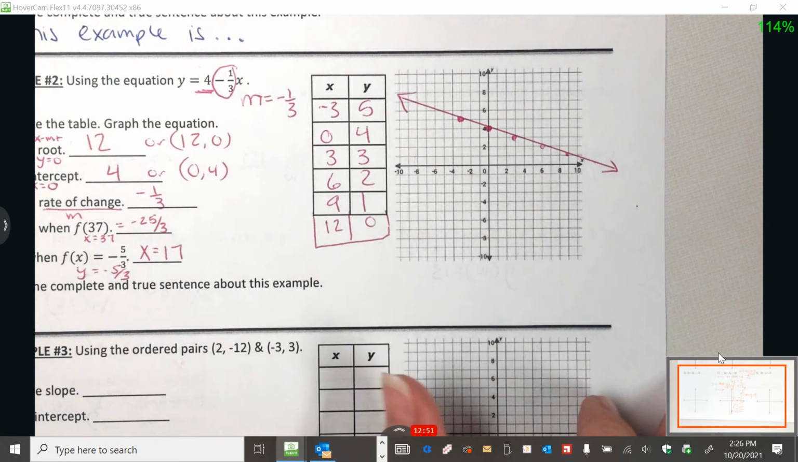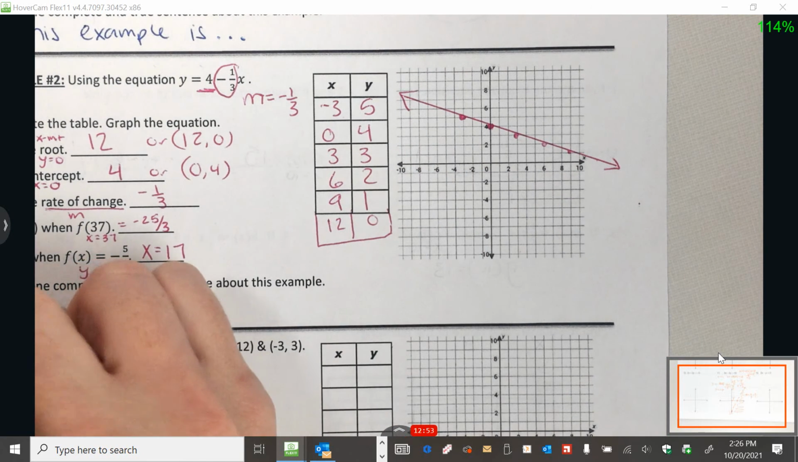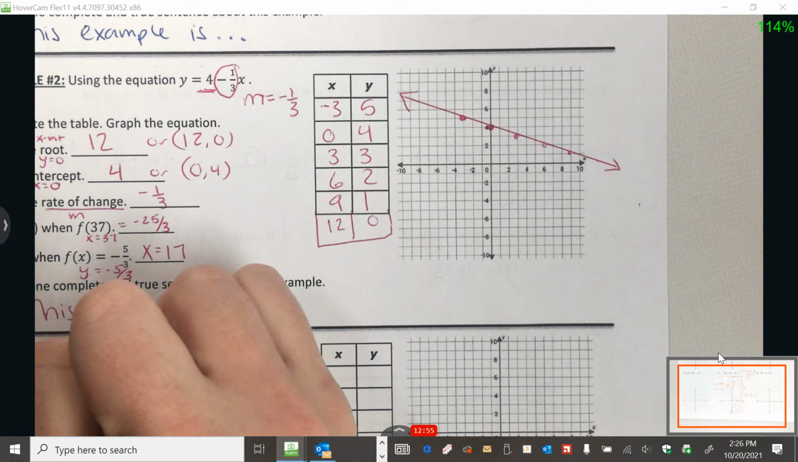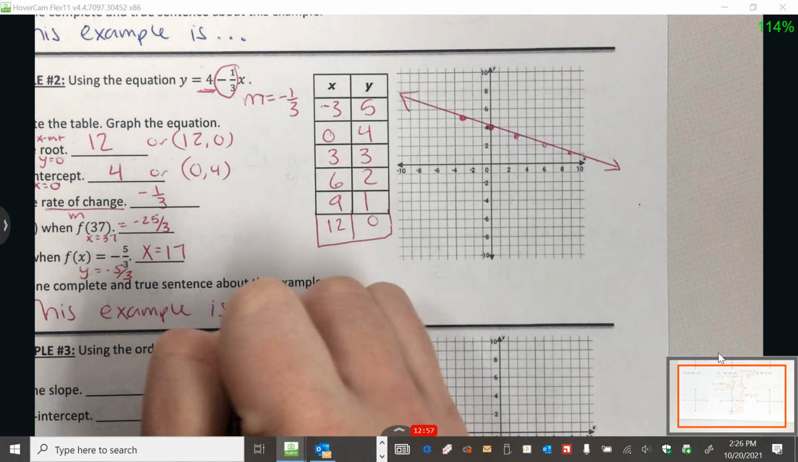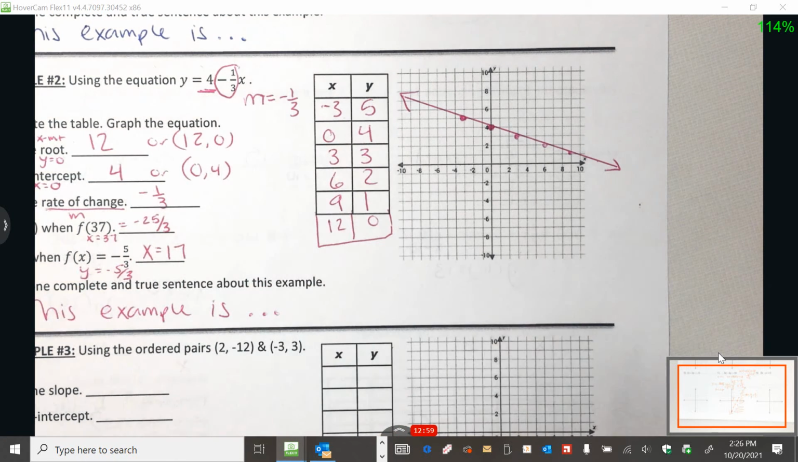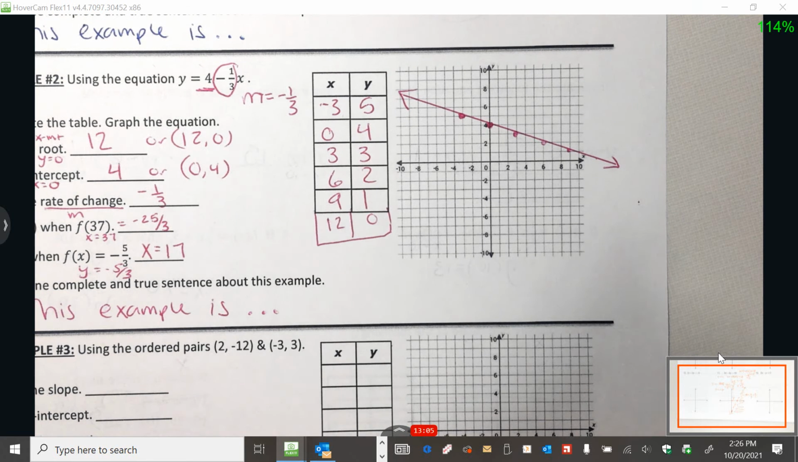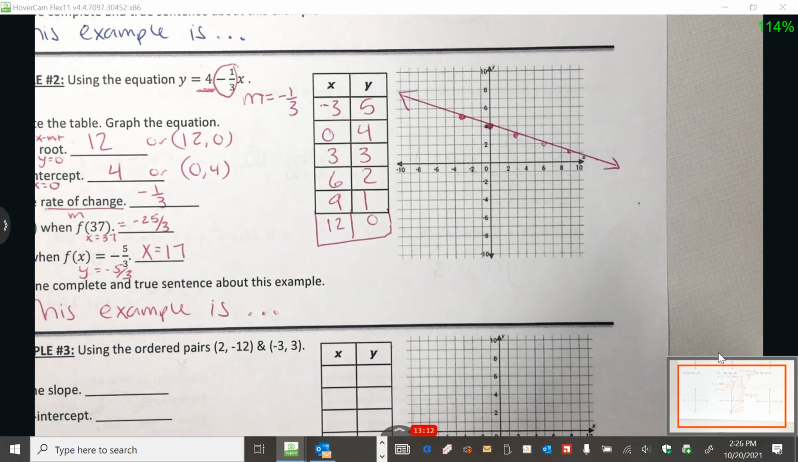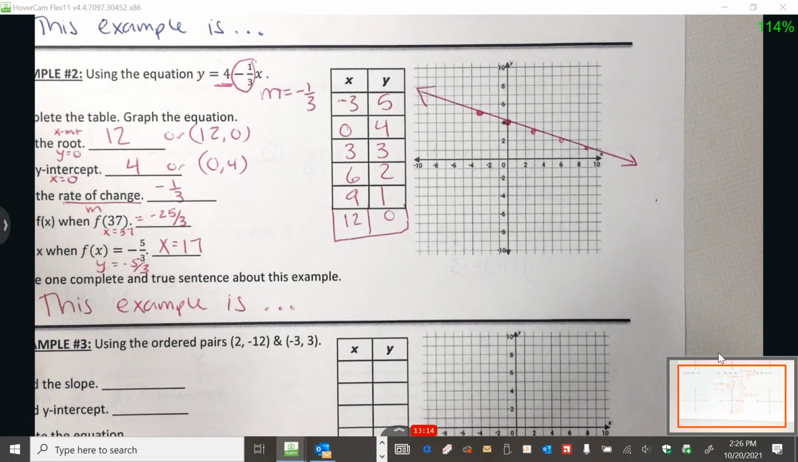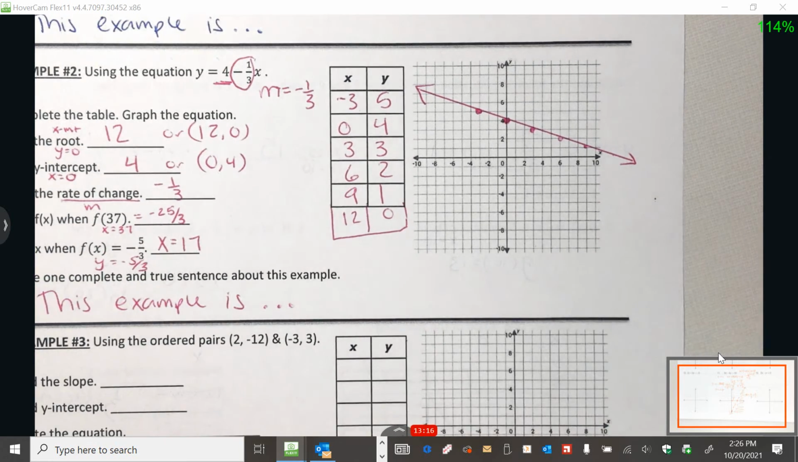Okay, now it says write something true. So again, this example is, whatever you want to say, not proportional. It's straight, but it doesn't go through the origin. This example is linear. This example is also decreasing. This example has a slope of negative 1/3. This example has a y-intercept of positive 4. You can write anything as long as it's true in a complete sentence.